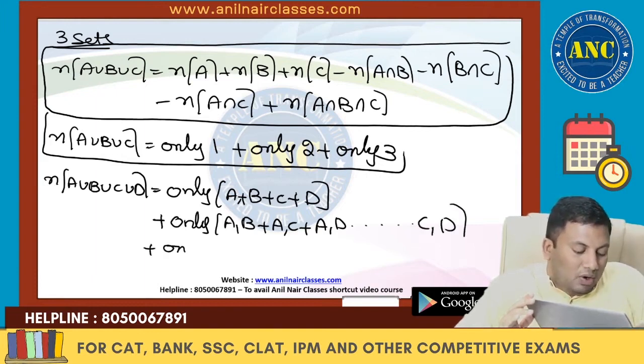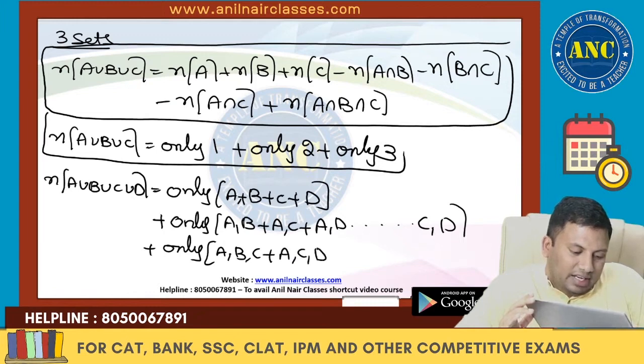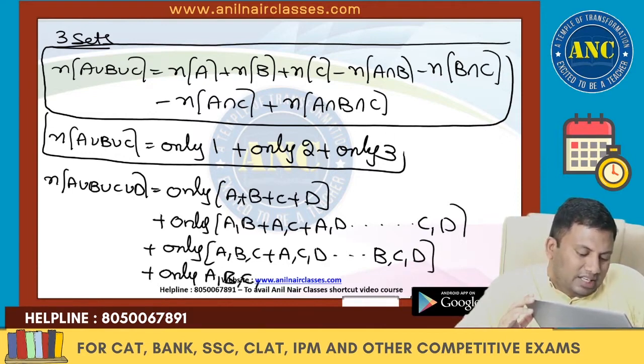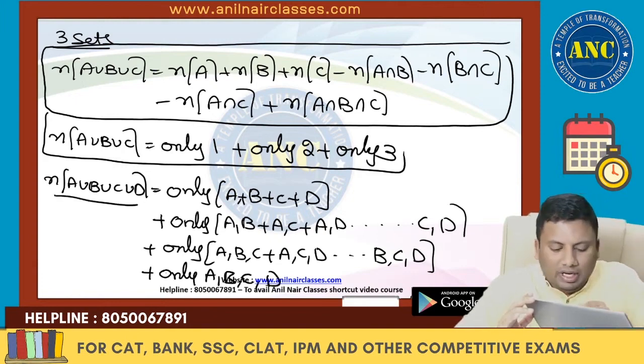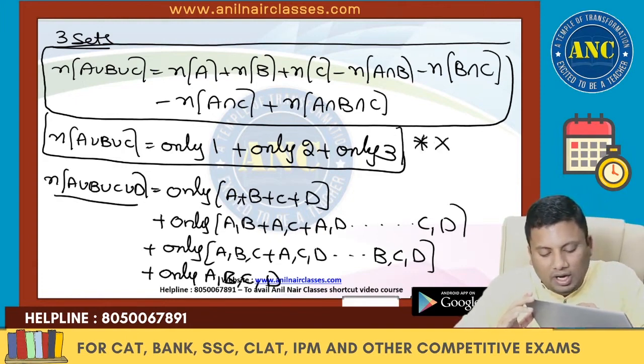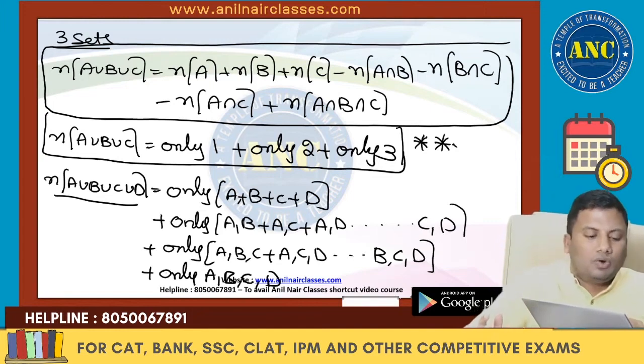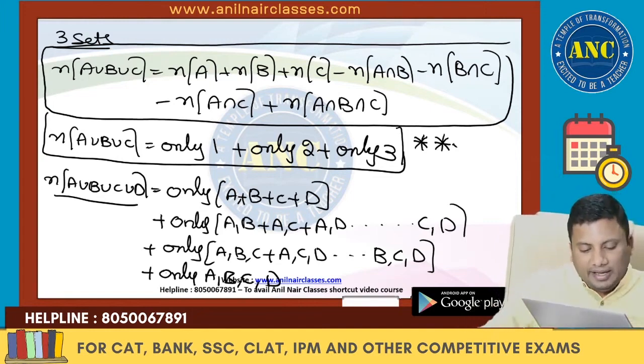Only 3: out of 4, select any 3. I hope it is clear. I will get ABC, then ACD, and so on up to BCD. Next it will be A, B, C, D all together. It's very easy to write down this rule if you understand this: only 1 plus only 2 plus only 3, up to A union B union C union D. I hope it is clear.